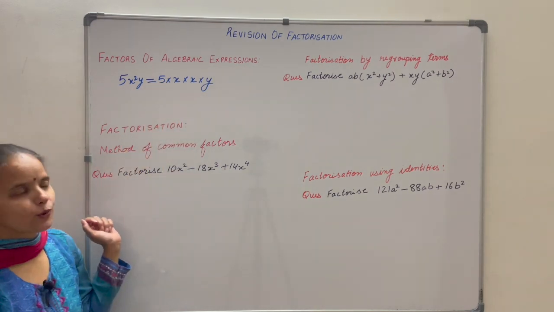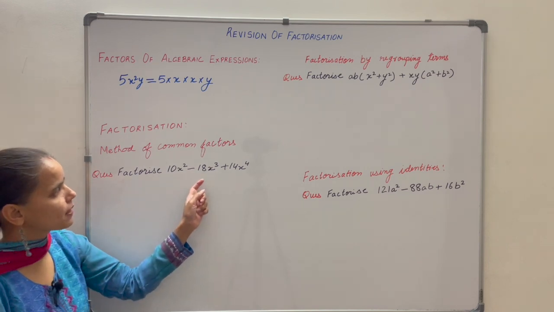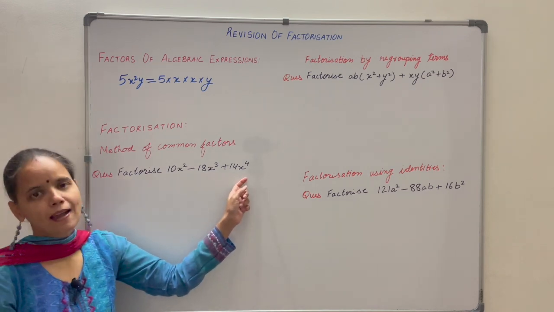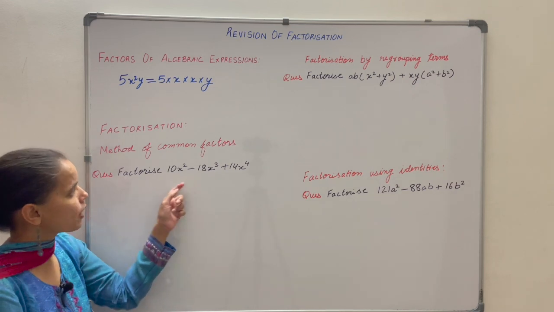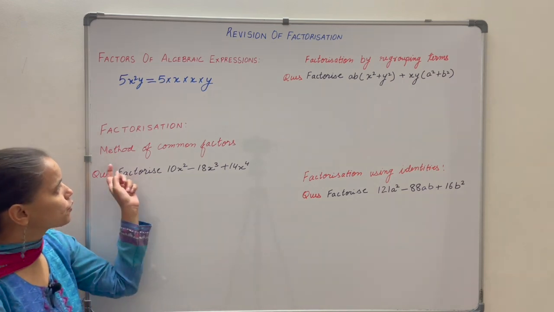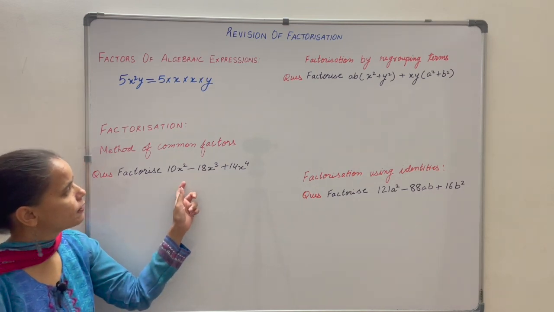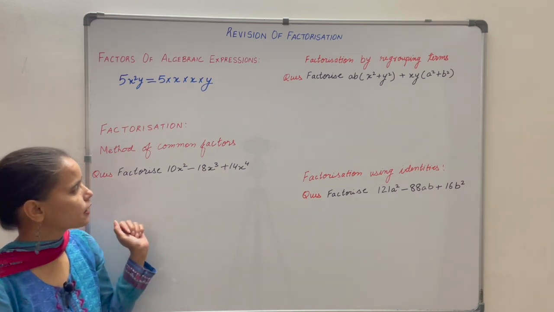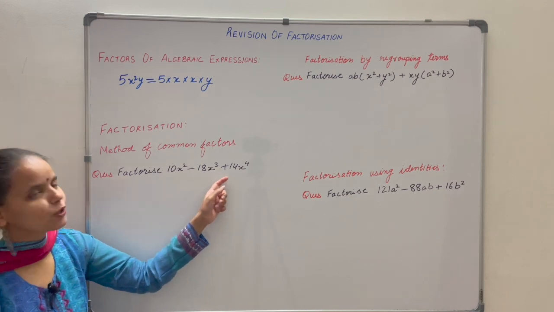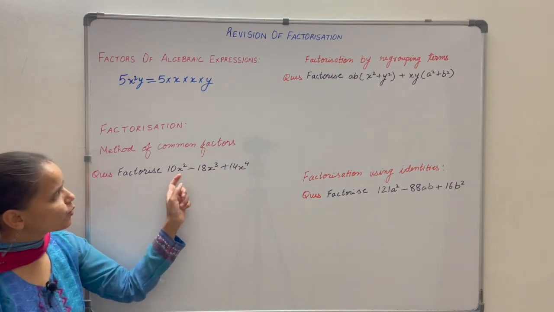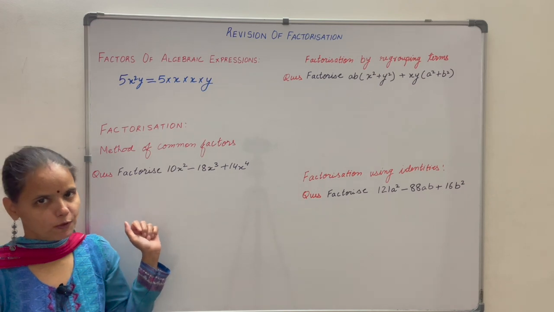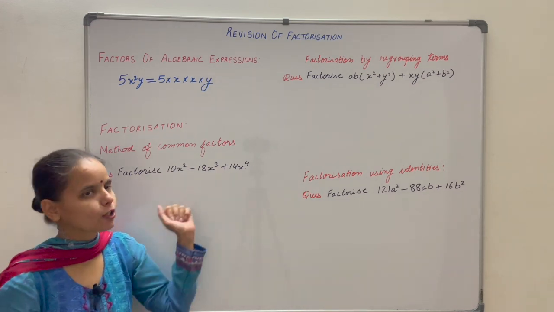Let us now take this question. Factorize 10x square minus 18x cube plus 14x raised to the power 4. So we have to factorize this. I am going to use the method of common factors to factorize this. So what are the common factors in all these terms? You can clearly see x square is common in all these three and 2 is also common in all these three terms. So I am going to take 2x square common.